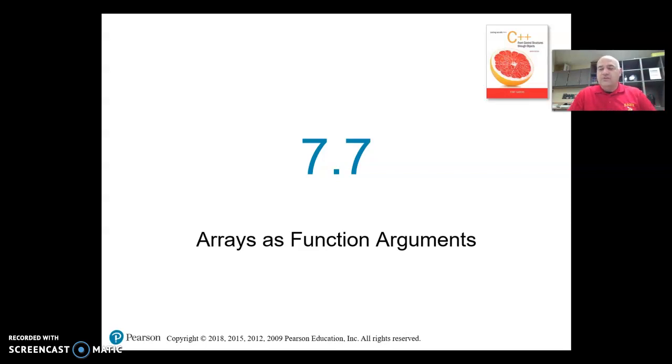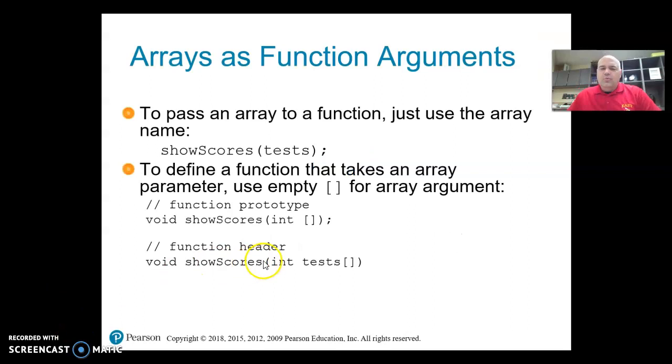All right, enough about the preview. Let's take a look at the key pieces of how this works. As we mentioned, when you're calling it and sending it, you just use the array name, just like a variable. Here we're sending the array of test scores to show scores, which is probably a printing function, a void function of some sort. It needs the tests, so you send the variable.